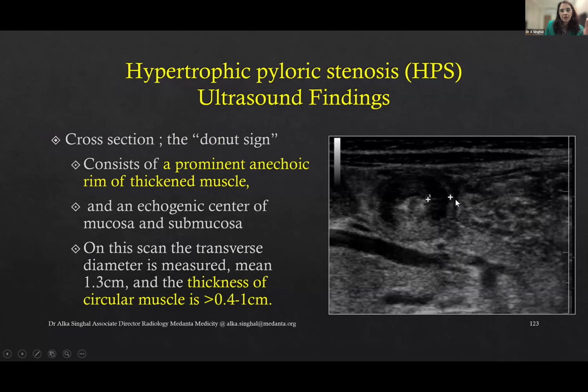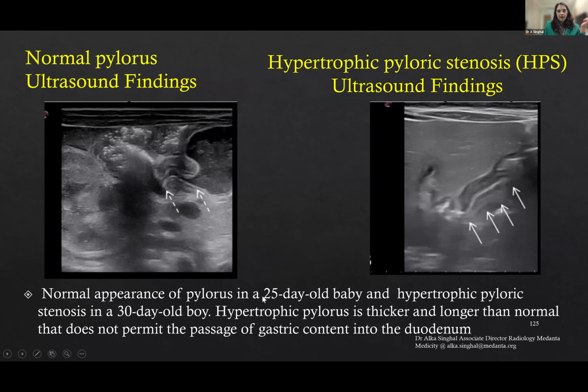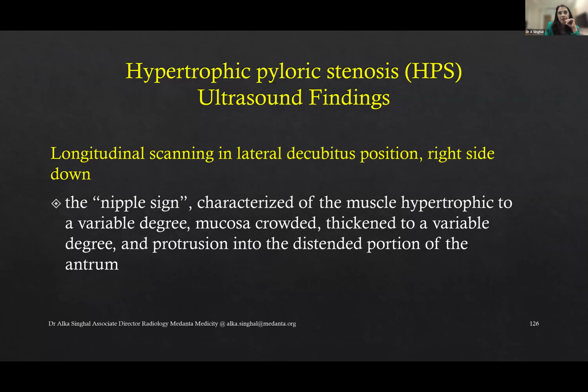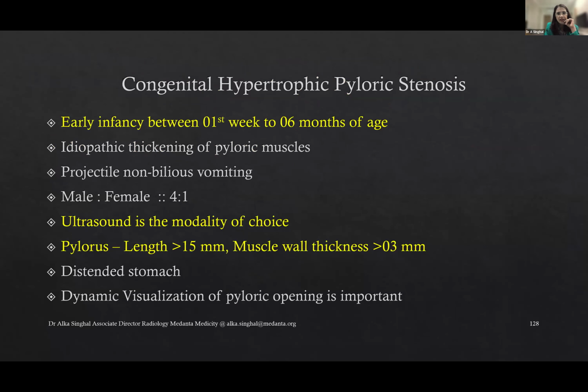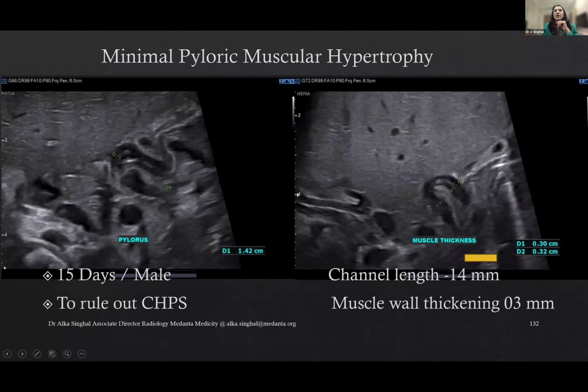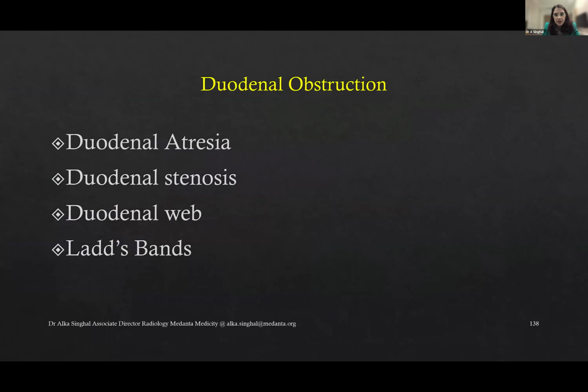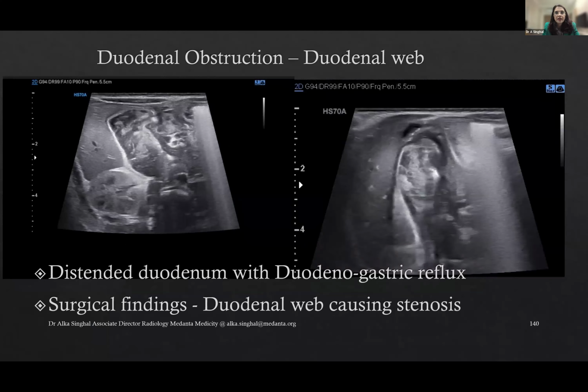The thickness of the circular muscle should be not more than 3 millimeters. And we look at the length as well, right? So here you can have dimensions in the middle and more. We will look at it in more detail. Coming to the next, these are again images which we will discuss. You can have minimal pylorospasm in other cases, duodenal obstruction and other abnormalities.